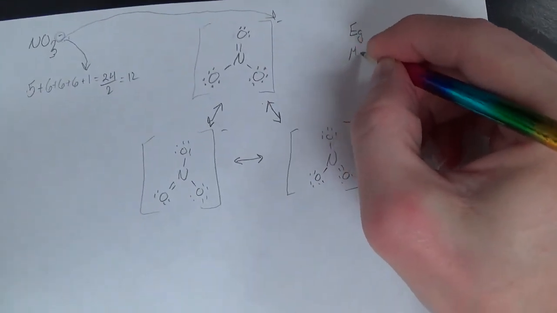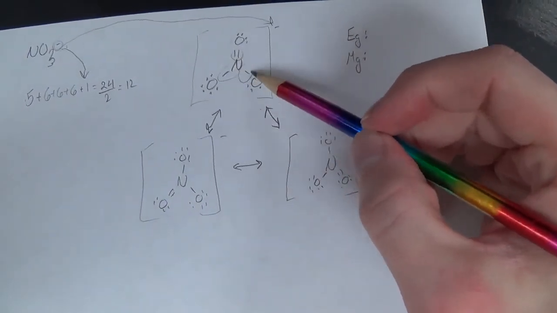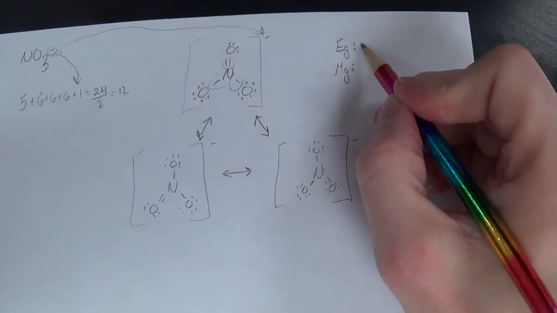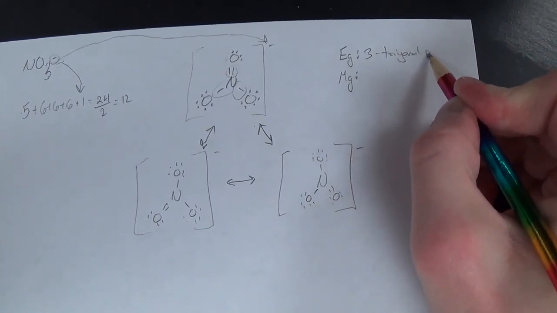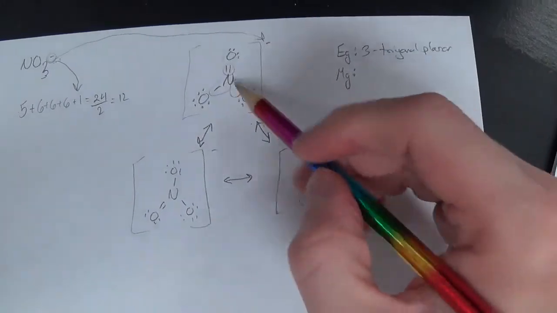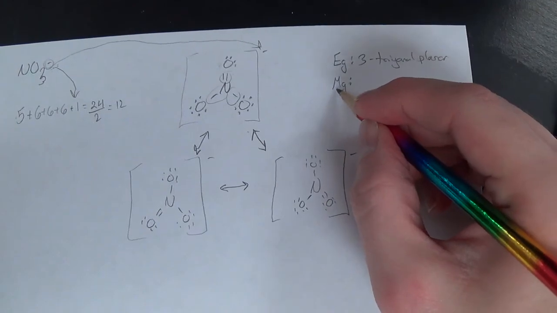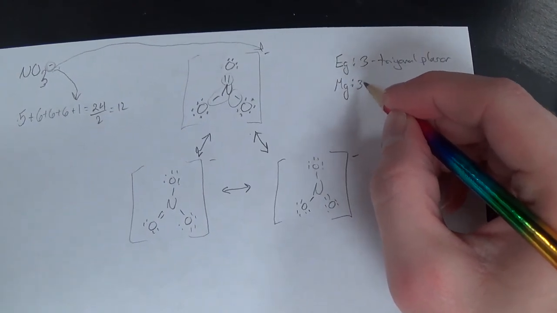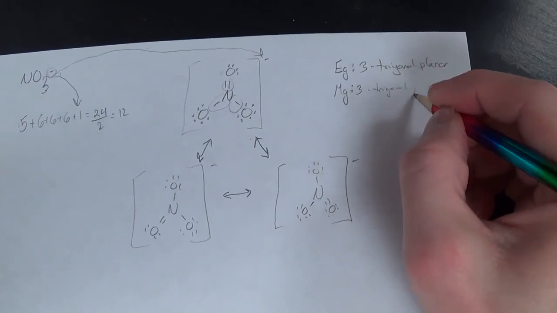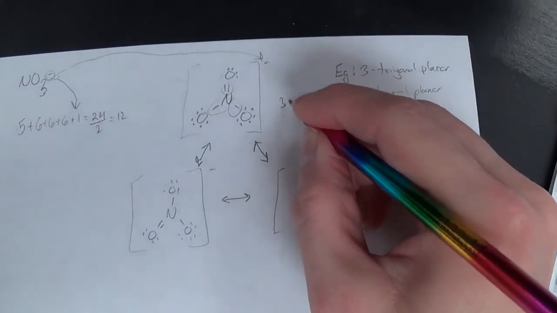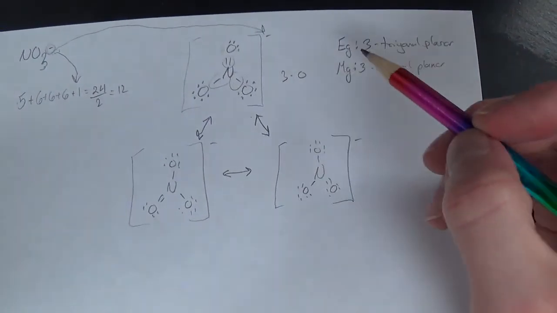For its electron geometry and its molecular geometry. Nitrogen has 3 areas of electrons around it. So its EG of 3 tells me it's trigonal planar. It's a triangle shape and it's going to be flat. Its molecular geometry is also just a 3. There is no lone pairs. So it's also trigonal planar. This is a 3-0 combination. On your chart, you'd look up 3-0 and you'd get those.